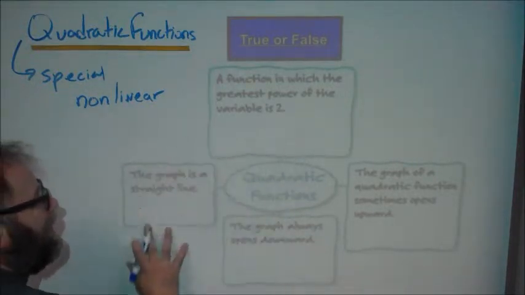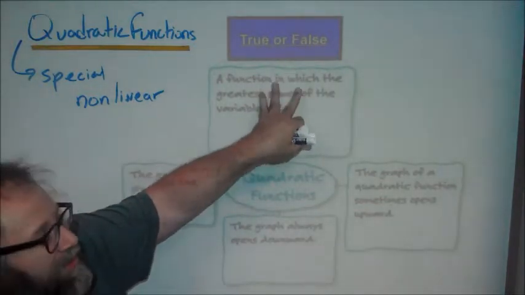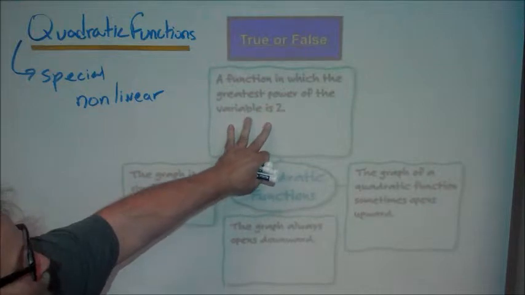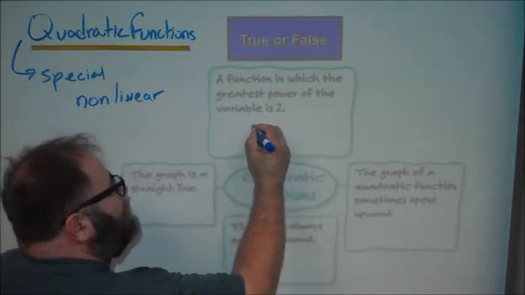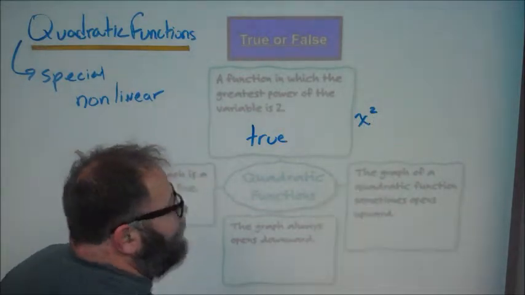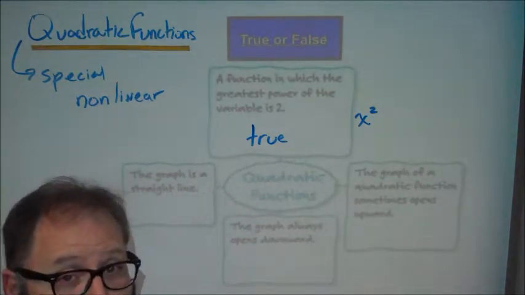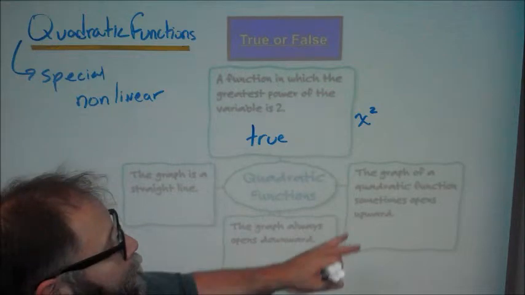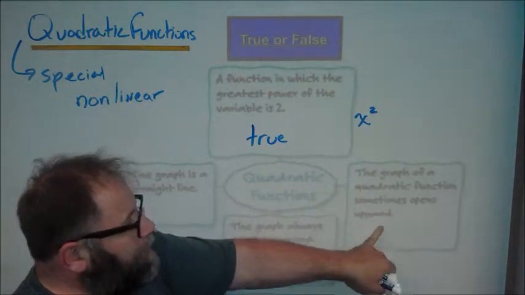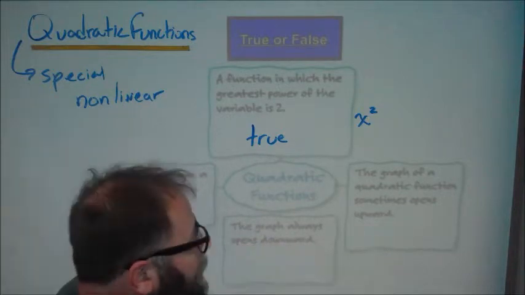So in this big graphic organizer here, let's look at some trues and falses. For quadratic functions, a function in which the greatest power of the variable is 2, that is true. That means that our x can be squared. Not cubed or taken to the 4th or 5th or 6th or 7th or 8th power, but our x can be squared.